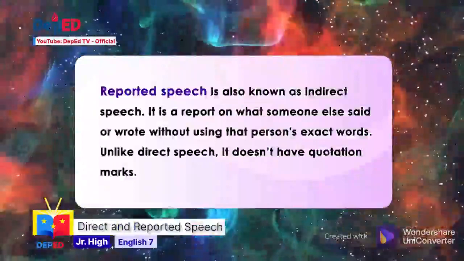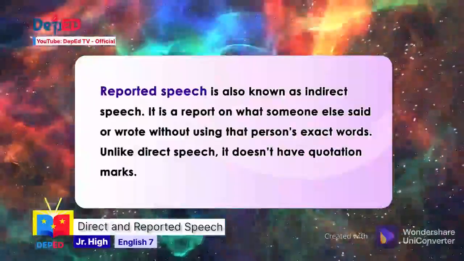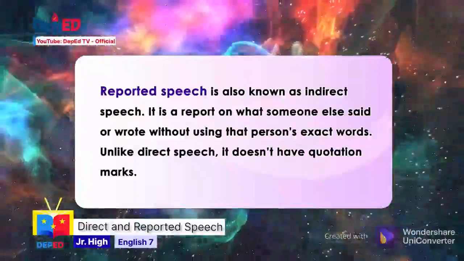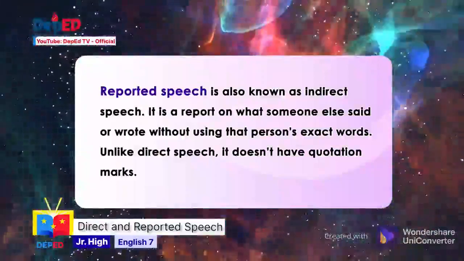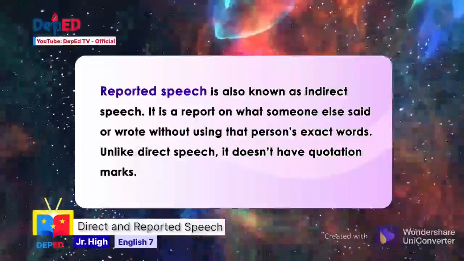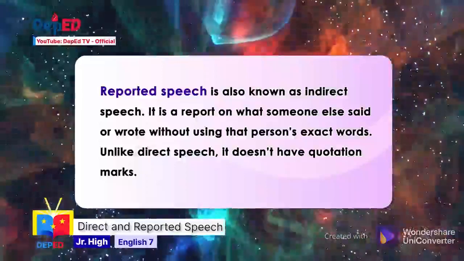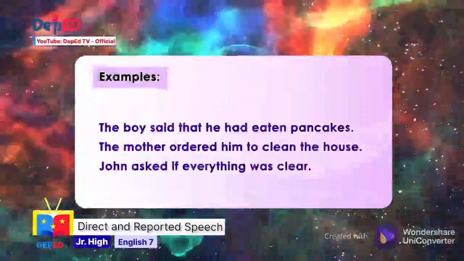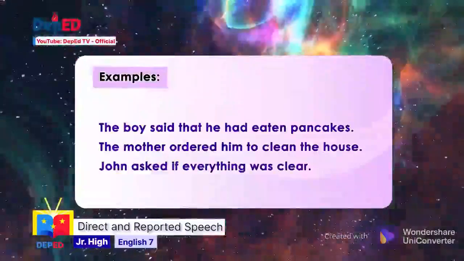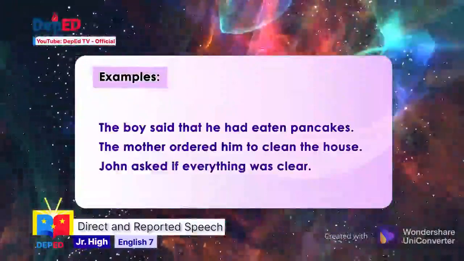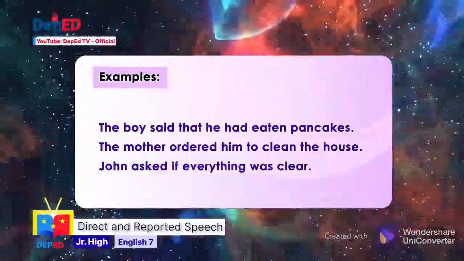Reported speech is also known as indirect speech. It is a report on what someone else said or wrote without using that person's exact words. Unlike direct speech, it doesn't have any quotation marks. Examples. The boy said that he had eaten pancakes. The mother ordered him to clean the house. John asked if everything was clear.